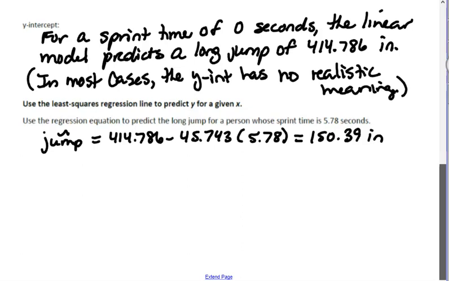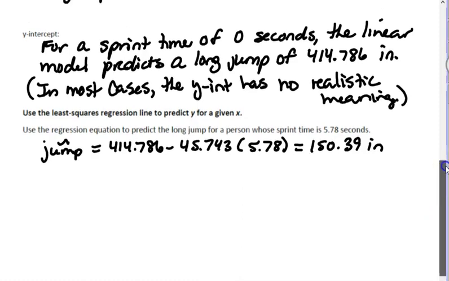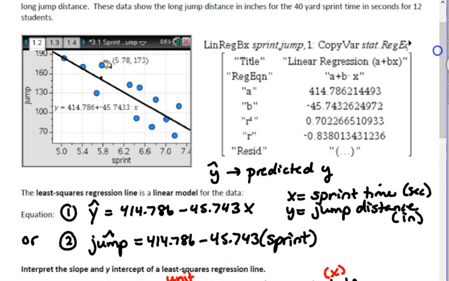No, that's still not regular jump. It's still predicted jump. And here's why. We know his regular jump was actually 173 inches. His predicted jump is 150. So if we go up here and put that on the graph, this is 5.78, 150.39. The line actually predicted this person's jump to be lower than 173 based on their sprint time. So based on the average from all of our data, I would expect someone who had that sprint time to get this long jump. So he actually did better than what we would predict.